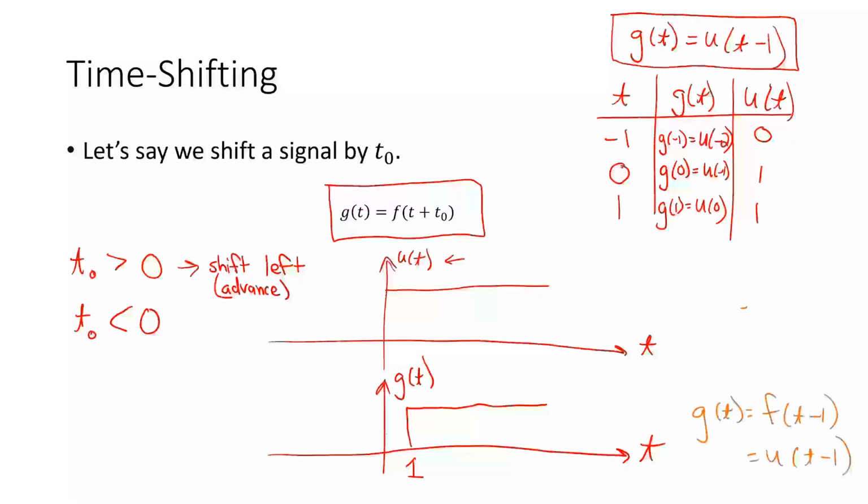Why do I call that an advance? If I shift it to the left, why is that an advance? Because it happens earlier. T equals -1 happens before t equals 0. So if I shift something to the left, it's happening earlier in time. A shift right would be a delay. It's happening later. Okay, not the most exciting thing.